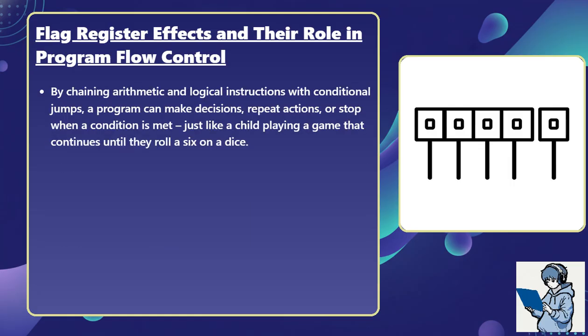By chaining arithmetic and logical instructions with conditional jumps, a program can make decisions, repeat actions, or stop when a condition is met, just like a child playing a game that continues until they roll a 6 on a dice.